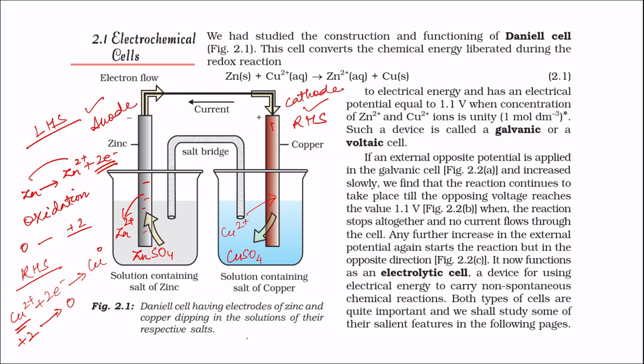And EMF of the cell is written as reduction potential of the right hand electrode, that is cathode, minus reduction potential of the left hand side electrode or the anode. This can also be written as E cell is equal to E cathode minus E anode. E cathode denotes the reduction potential of the cathode and E anode denotes the reduction potential of the anode.